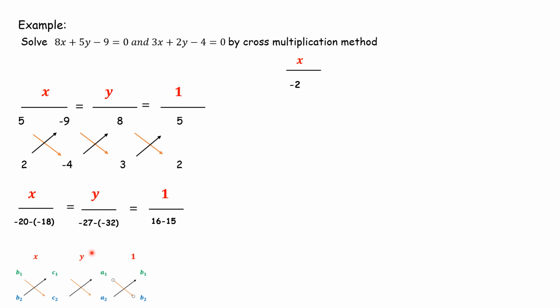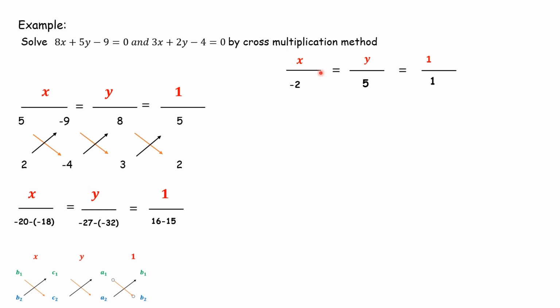Then your next step is simplification. Under x it is minus 20 plus 18, it is minus 2. Similarly, under y it is minus 27 plus 32, it is nothing but 5. Very good. So under 1 what will you write? 16 minus 15, it is 1. Okay, now this complete expression is 1.